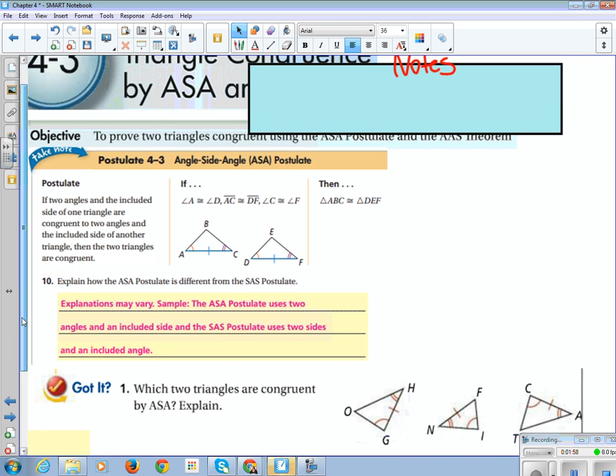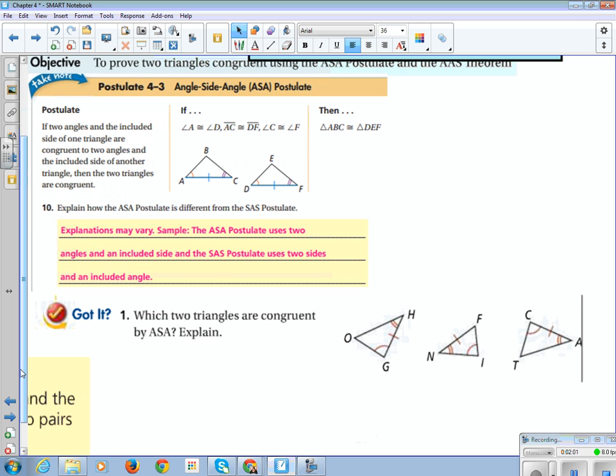Let's see if we understand that topic. Take a look at these three triangles. Which two are congruent by angle, side, angle? I am automatically going to cross this one off the list, because, and I have to erase this a little bit to show you, this one has an angle, and the side is not in between those two angles. So it doesn't count.